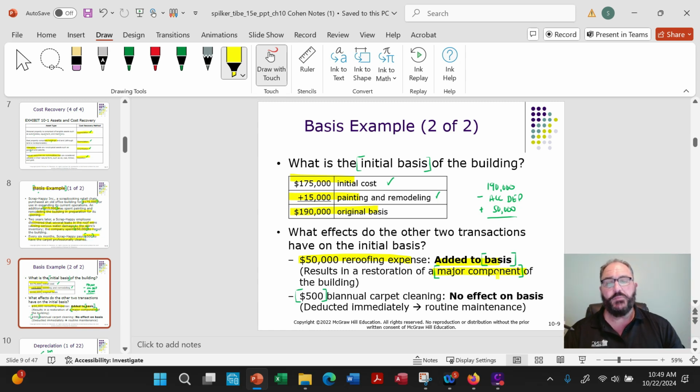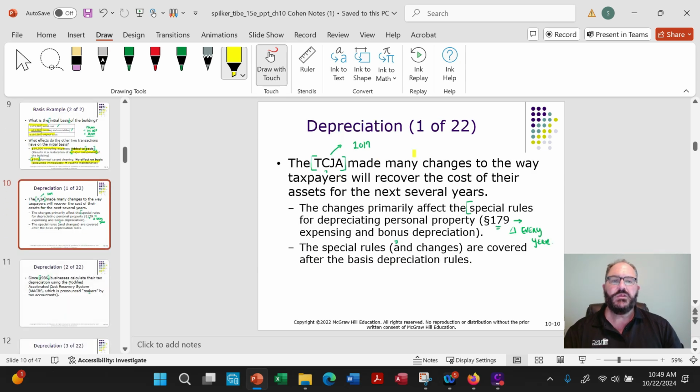And then what about carpet cleaning? No, that's just an expense. It's routine maintenance. So again, very, very similar to what you would see, at least this part of it, with financial accounting. Okay. Now, the Tax Cuts and Jobs Act, and that was in 2017, made some changes.